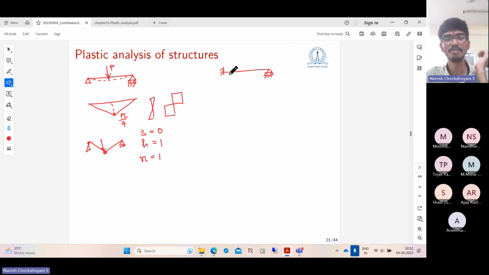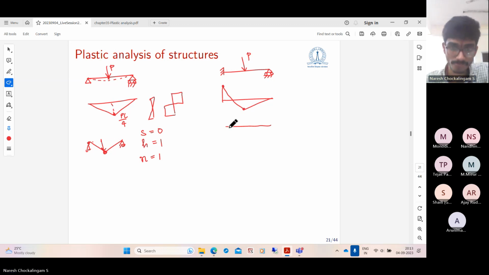Here, you don't need to get the exact bending moment diagram. You just get the qualitative bending moment diagram. You know here the bending moment has to be 0. As you go away from this point, there is a positive moment, and as you go further, there is a negative moment here. So either this can reach the yield moment first, or this can reach the plastic moment first. You can have a plastic hinge here and you can have a plastic hinge here.